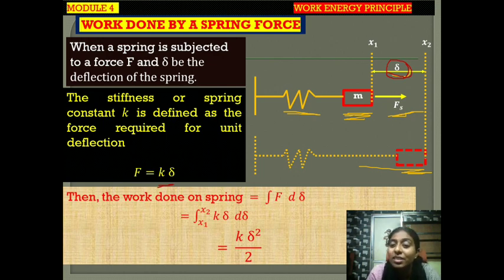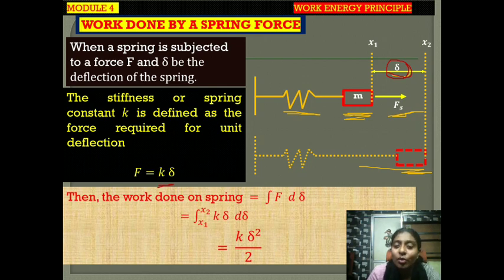So we call it the spring constant. This constant is nothing but the stiffness of the spring. The stiffness of the spring, constant K, is defined as the force required for unit deflection. So force is equal to K into delta, where F is the force applied, delta is the displacement, and K is the stiffness. So the force required to produce unit displacement is called the stiffness.